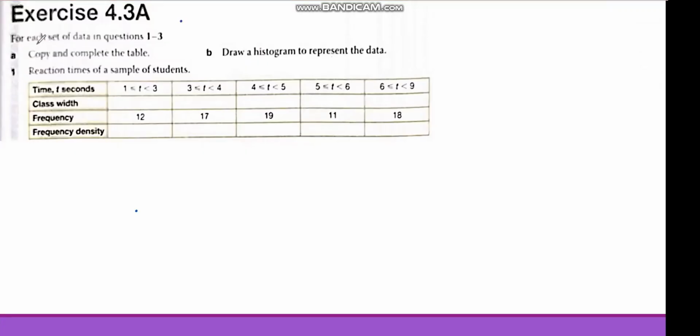In question number 1, it says that we have to copy and complete the table, and then draw the histogram to represent the data. First of all, we have to complete the row of class width. Class width is definitely the difference of the upper boundary and the lower boundary. So here the class width will be 2. And here the class width will be 1, and 1 again, and then again 1, and then the class width will be 3. So look, in this data the class width is not the same, so we will consider frequency density for the height of the bars.